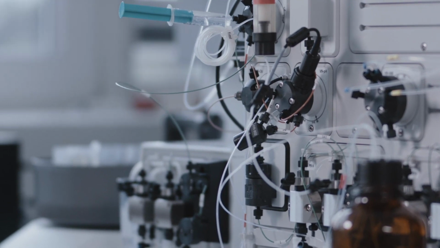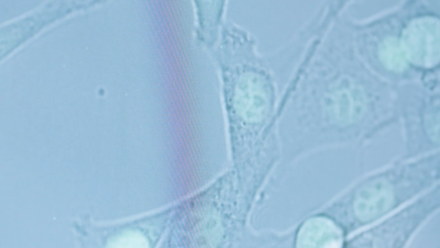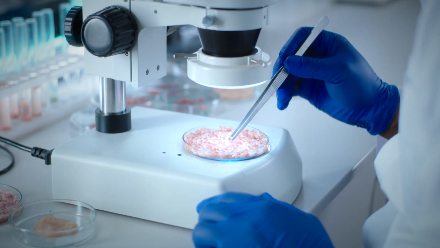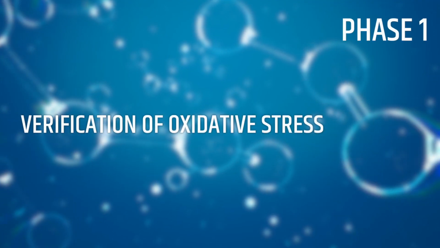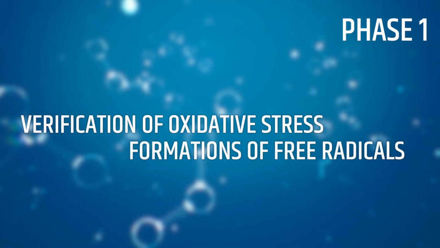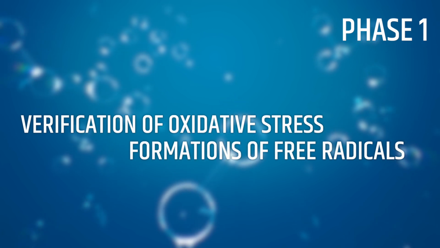Through the use of smoking machines, they reproduce the exposure of human bronchial epithelium cells to traditional cigarette smoke, to the normal air we breathe, as well as to the vapor of 4 different flavored liquids for electronic cigarettes with nicotine. In the first phase of the research, oxidative stress was verified, i.e., the formation, due to the combustion or heating of the liquid, of free radicals capable of damaging cells.